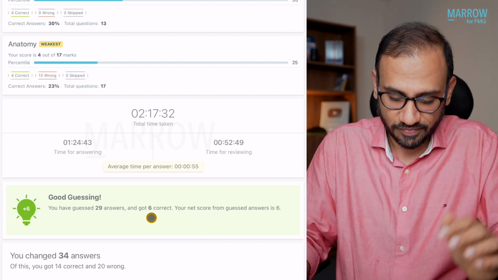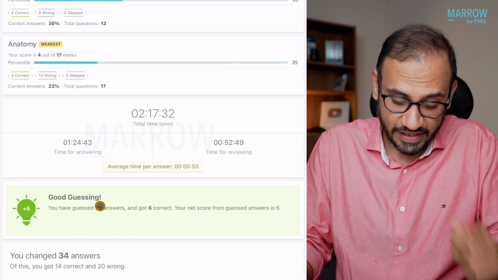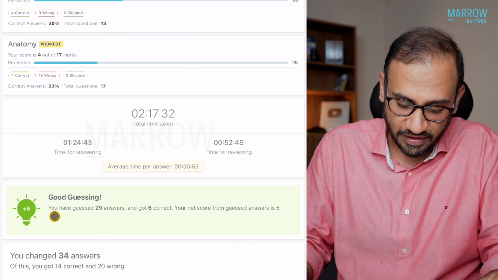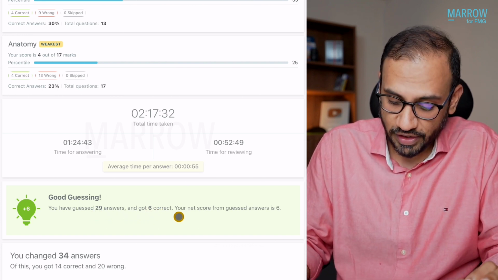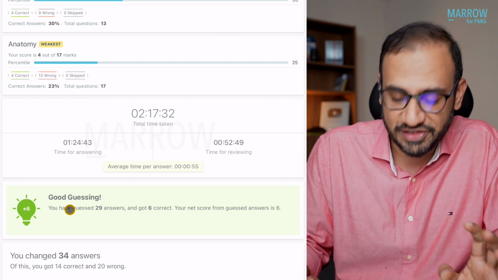Then you come down. There are 2 boxes here, just above the marrow heart. What does it say? Good guessing. And you changed 34 answers. So what does this good guessing mean? Read the statement here. You have guessed 29 answers and got 6 correct. Your net score from the guessed answers is 6. So this is a guess tracking system. What is this guess tracking system?